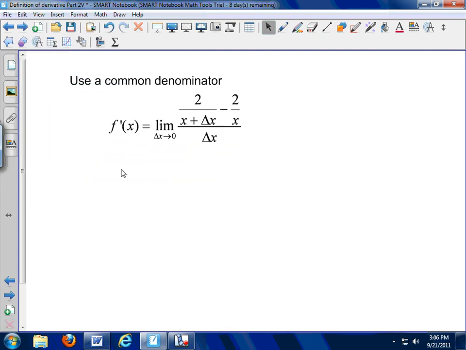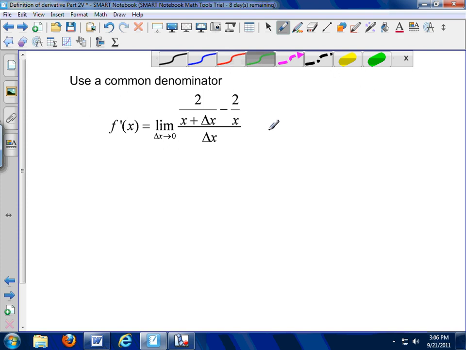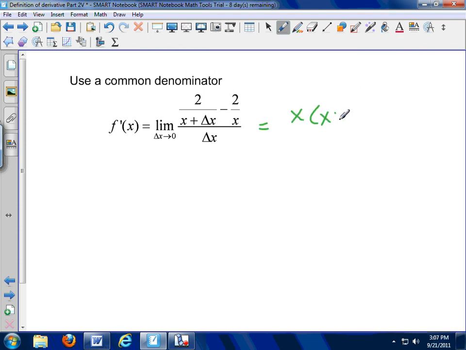Alright, so we're going to use a common denominator. The way to get a common denominator is just to multiply the two denominators together. So in this case, my common denominator is x times x plus delta x. That's going to be my common denominator just for the top part here. What I'm missing in this first term is an x, so I've got to multiply top and bottom by x. That's 1, right?